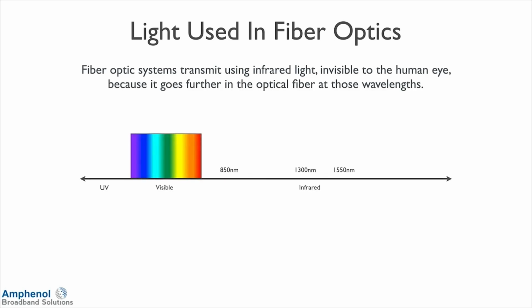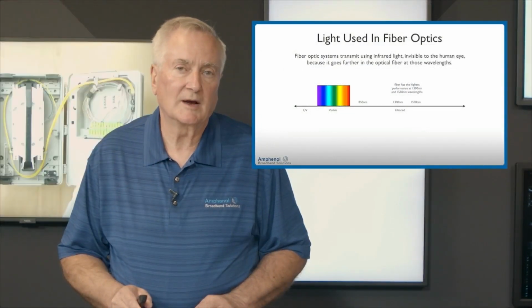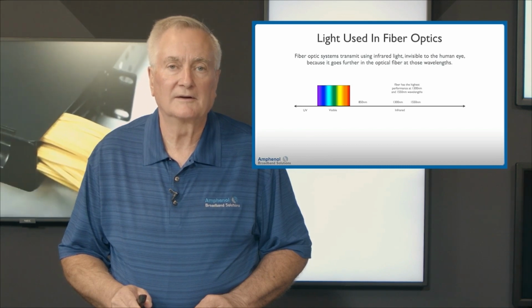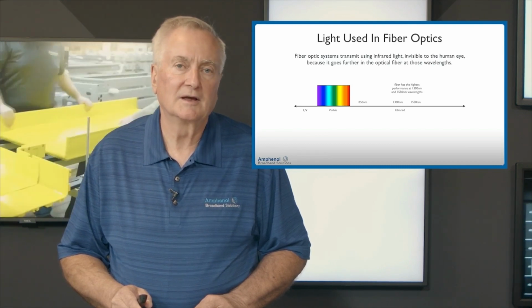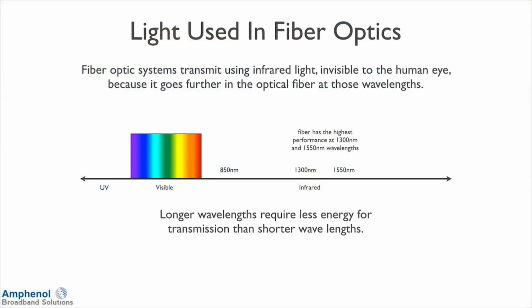But when we look at the fiber wavelengths that we're using, our popular wavelengths are 1300 nanometers to 1550 nanometer wavelengths. And this is in the infrared area. We can't see this, but this is where it has the least amount of attenuation to our wavelengths. So that's one reason that we use those. And these two wavelengths, the 1300 and the 1550, later on we're going to be seeing why we actually use these wavelengths. Longer wavelengths require less energy for transmission than the shorter wavelengths.